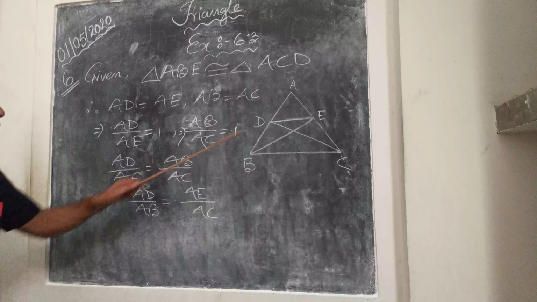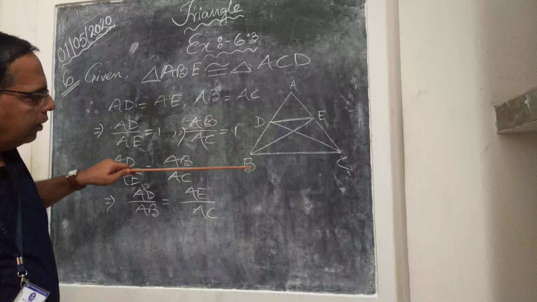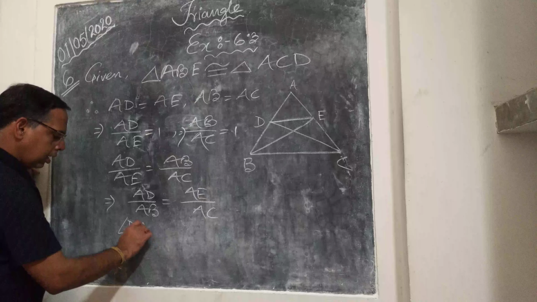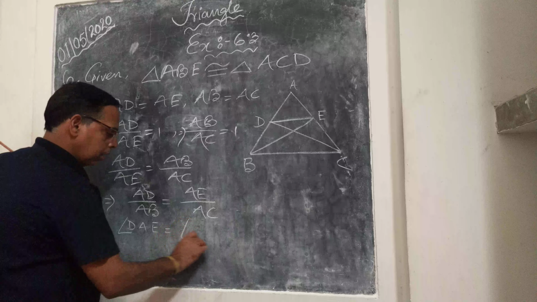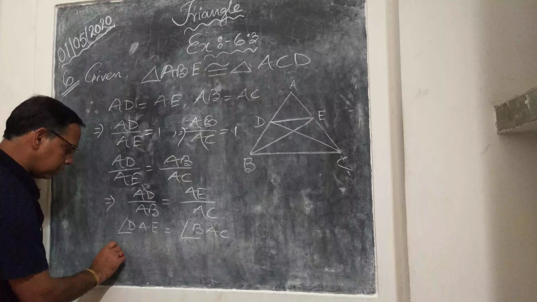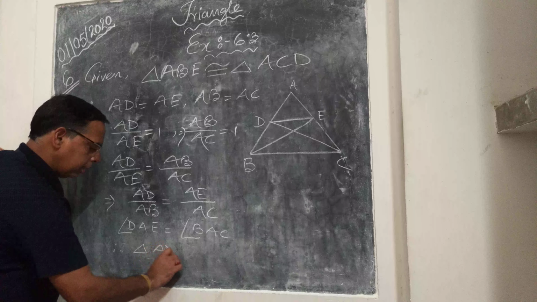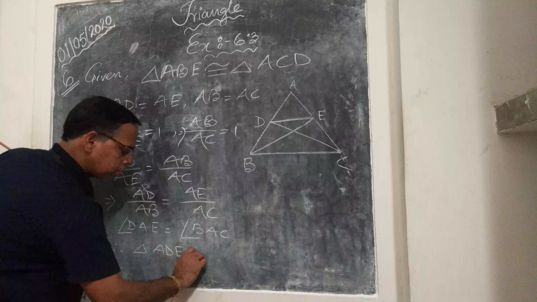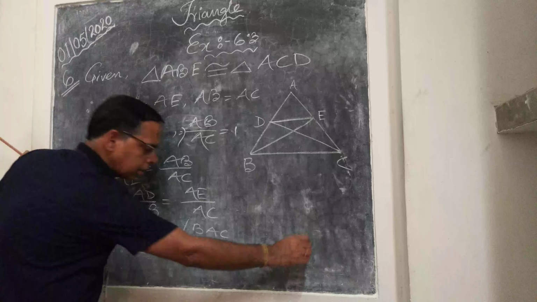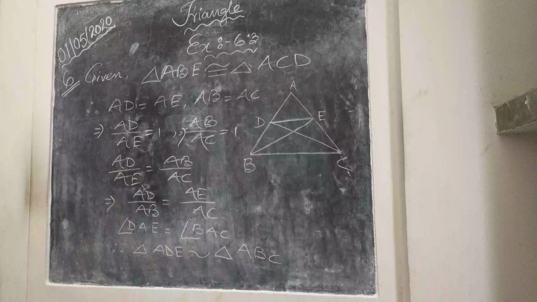The last condition is that angle DAE equals angle BAC. Therefore triangle ADE is similar to triangle ABC. Got it? This is done by using which property?